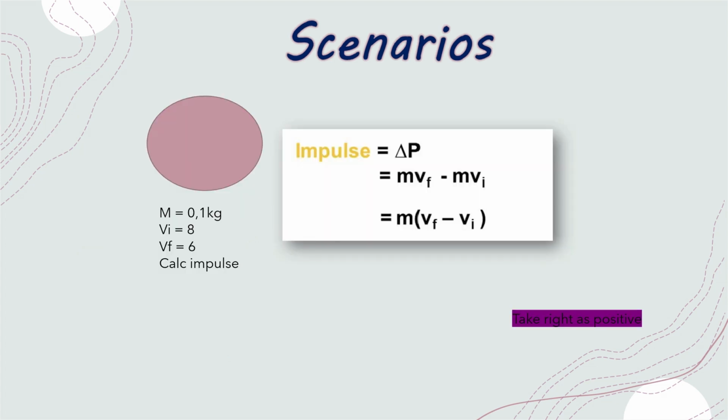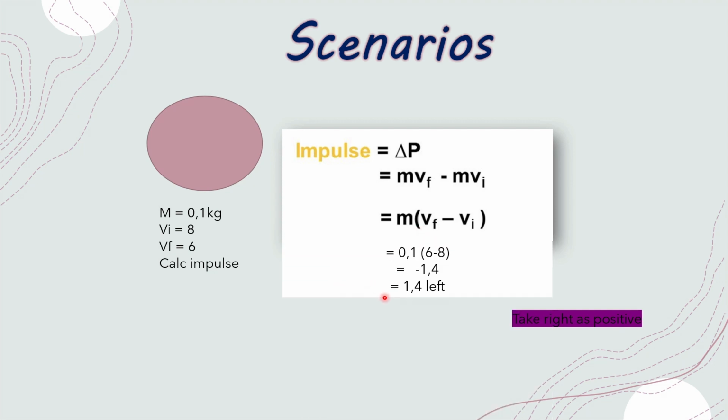This is the last scenario. So imagine that this is a ball. They give you the mass, the velocity initial, the velocity final, and they tell you to calculate the impulse. This is the impulse formula. Now you have the mass, you have the velocity final, velocity initial, and now you just solve. However, you end up with a negative figure, and you took right as positive. So if you took right as positive and you have a negative answer, that means that the ball is actually moving to the left.